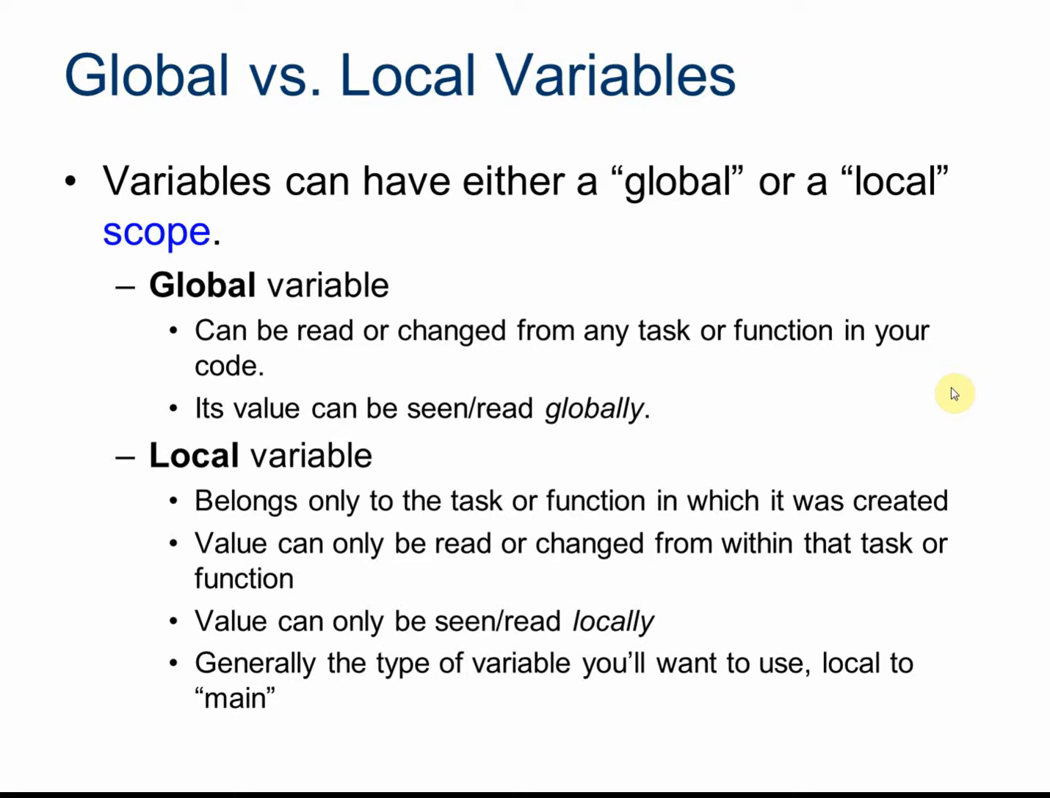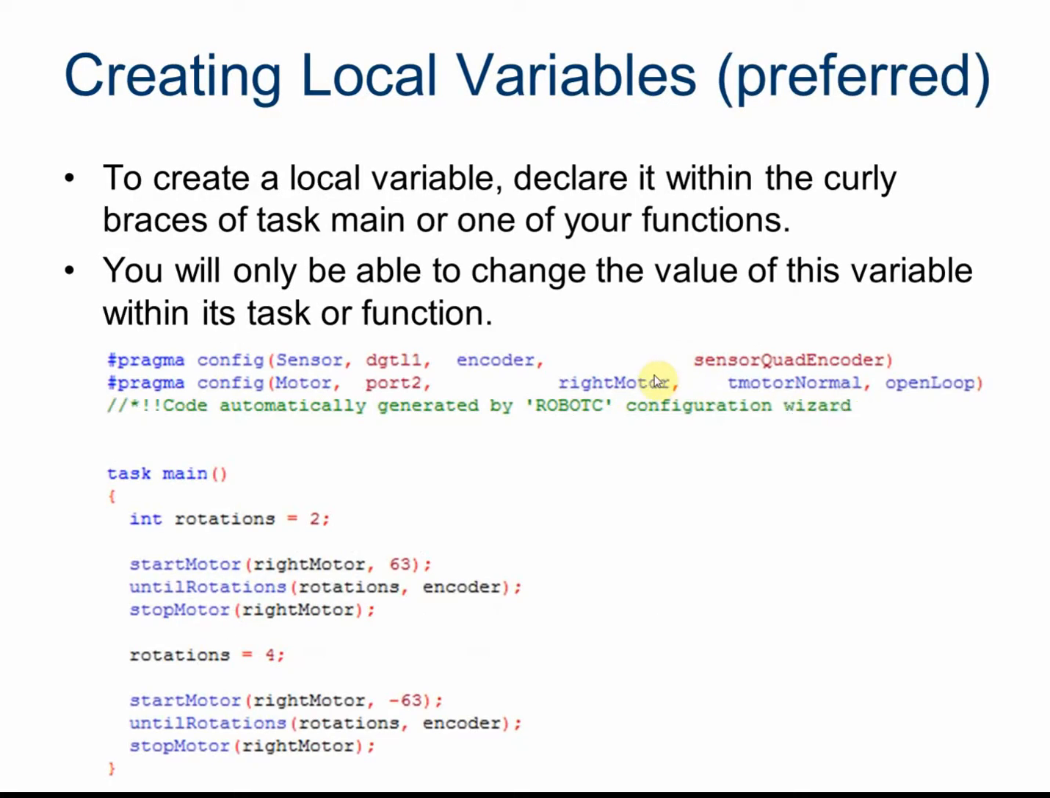Just like in any function or task you go to, you're going to have access to the global variables. All right, so this is how we create a local variable. This is what you're used to already. This is what you've been doing. See this integer rotations that we're creating? This is local to task main.